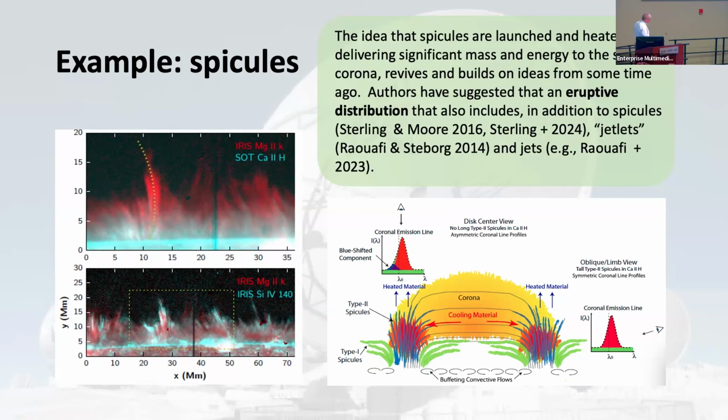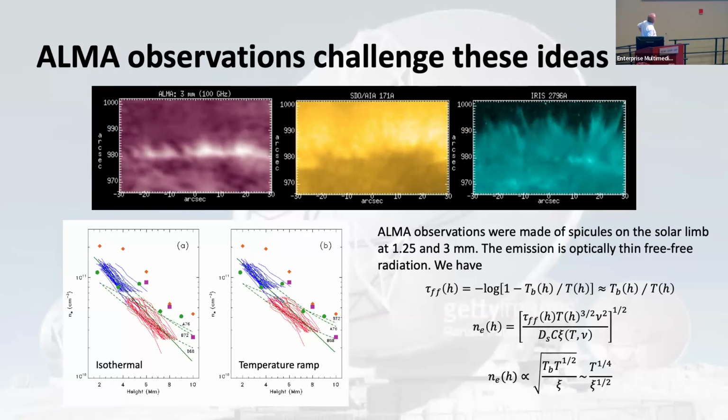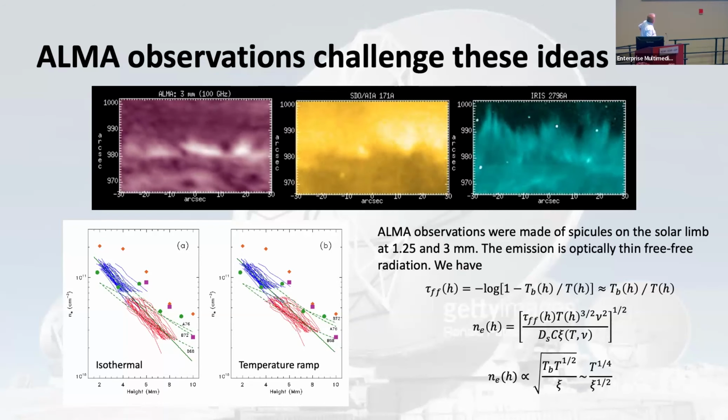So we had a look at this with ALMA. On the left is a limb image of spicules at 3 millimeters. In the middle is SDO AIA, and you're seeing the spicules in the foreground as dark. They're absorbing because they have neutrals. And then the IRIS magnesium-2 on the right.